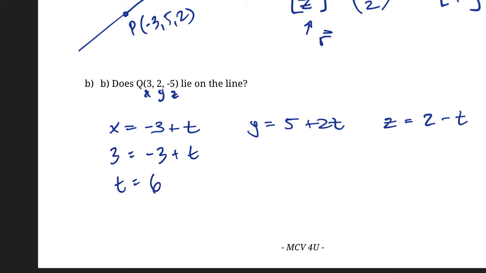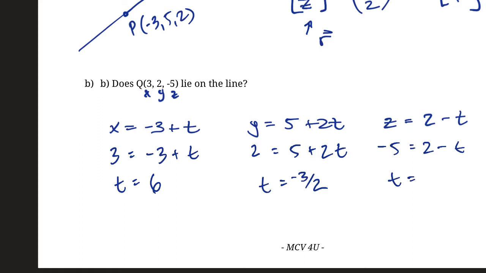Okay, let's see what happens if we do that for y. 2 equals 5 plus 2t. If we solve for t, it's going to be, I believe, -3/2. And then if we plug in z as -5, -5 equals 2 minus t, t is going to equal 7.